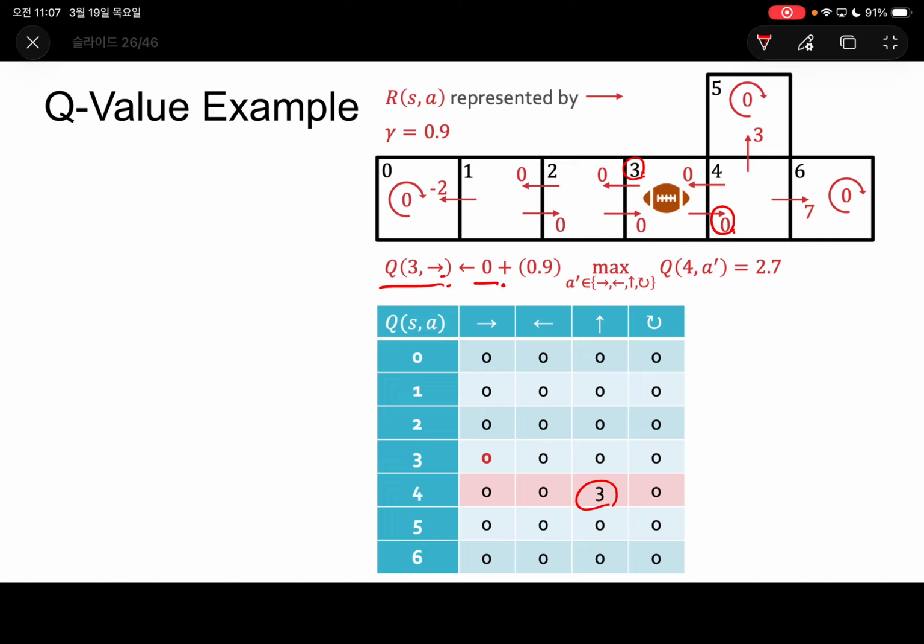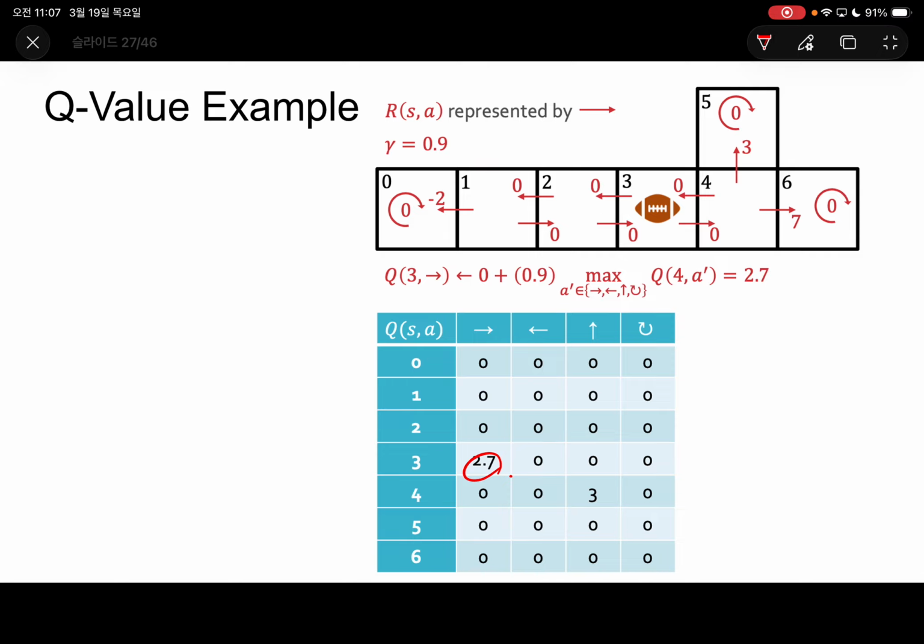And then from state 4, what is the action that can maximize the Q function? 0, 0, 3, 0. We have 3, right? So we can choose going up as the optimal action. So this one is no longer 0. It has 3, right? So 0.9 times 3 gives us 2.7. So we update this 0 to 2.7.